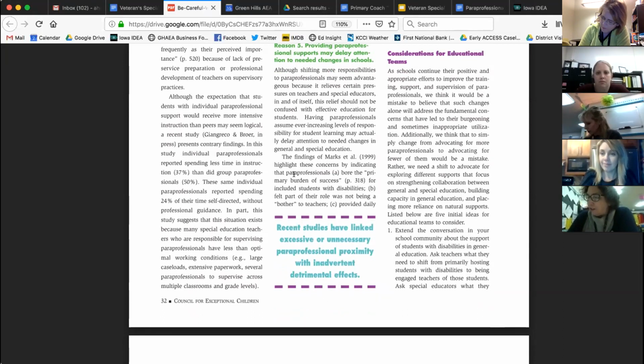It's just a general overall of what everybody just talked about. We need to advocate for exploring different supports that focus on strengthening what we have, collaboration between SPED and Gen Ed and the paras. Parental input's important. Involve the students and just be supportive of Gen Ed teachers and the paras.